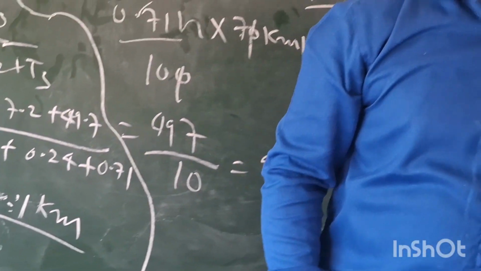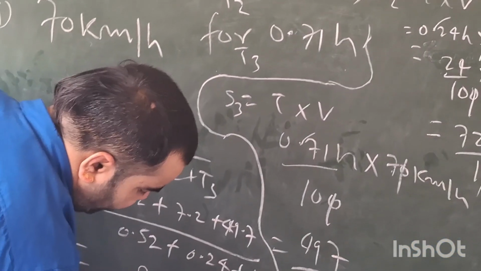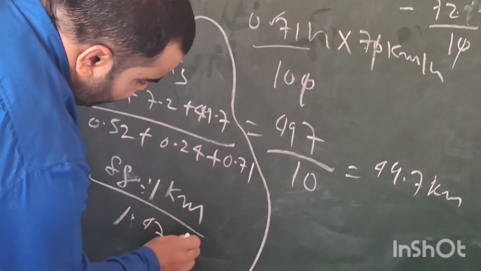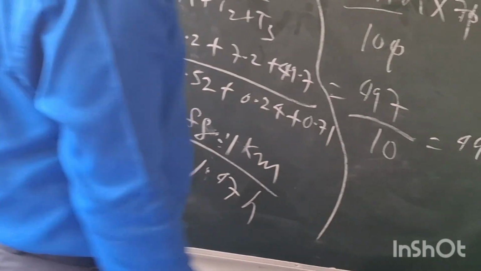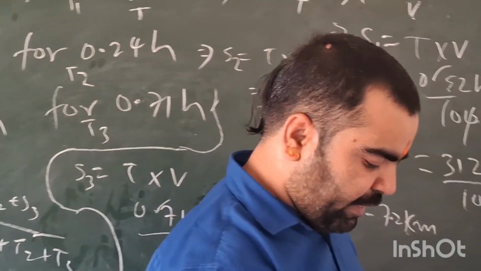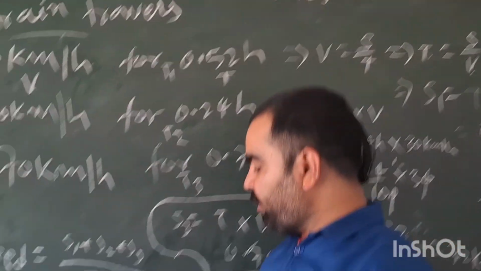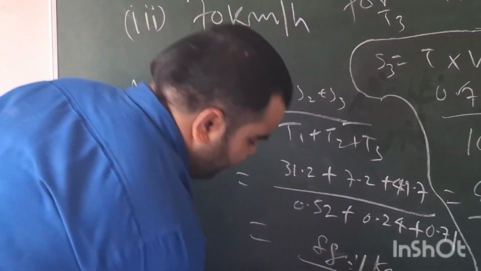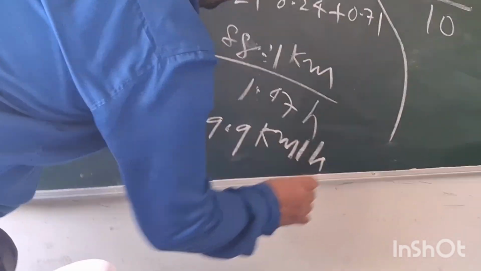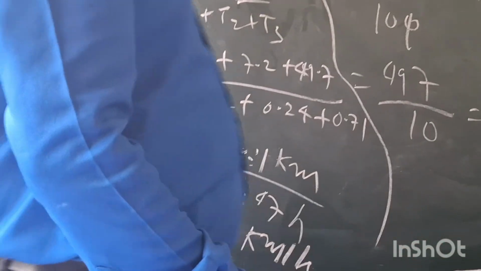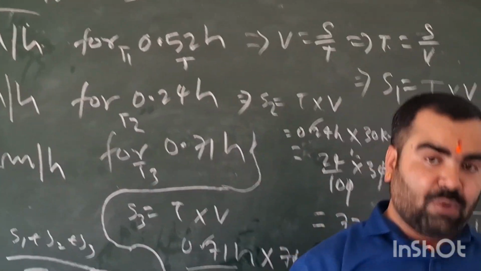Summation of time, 1.47. 1.47 hours. Now remove the decimal and calculate it. What will you get? 59.9 kilometers per hour. Okay, done. So write it there, and now we will start velocity.